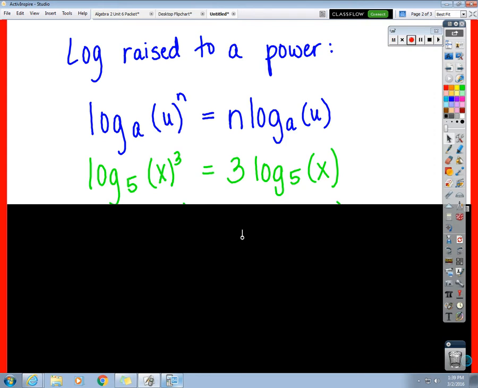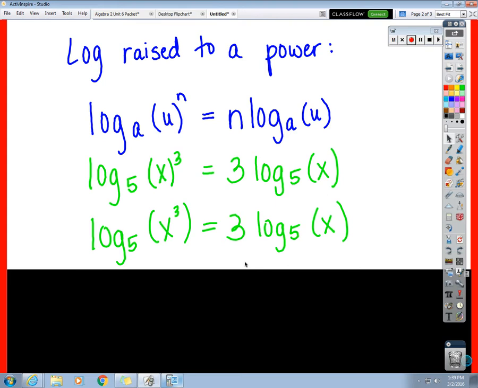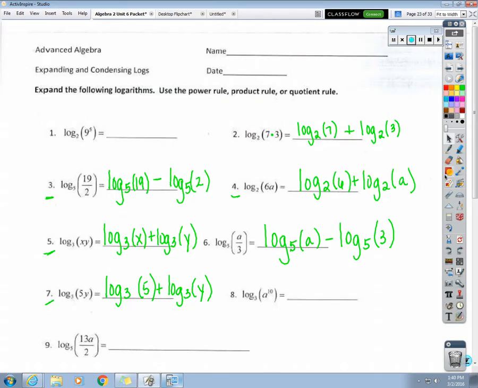It's easy. Now, don't get confused if it looks different. If the cubed is on the inside, you still do the same thing, because it's still x cubed. Now try number 1 and number 8.